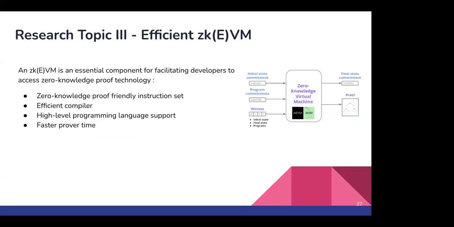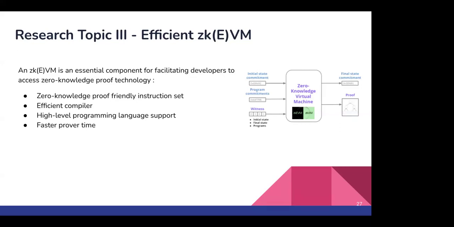The third topic is more efficient ZKVM or ZKEVM. The ZKVM is more for general purpose computation, while ZKEVM is more tied to blockchain applications. This is very important because you want more developers to be able to use this technology. To design an efficient ZKVM, you may need a more zero-knowledge proof friendly instruction set, which means every instruction can be easily implemented in a zero-knowledge way.